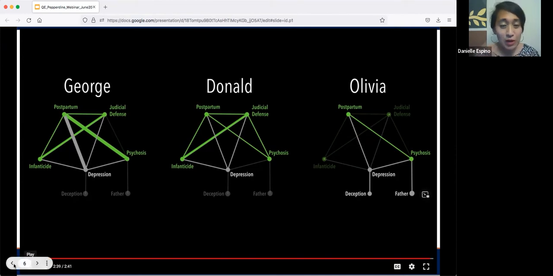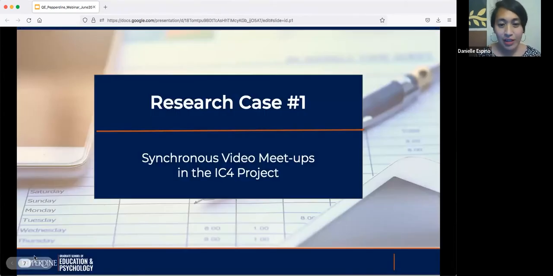Okay, so now we're going to start to dive into case studies or examples of how we've been using ENA in our data. We have three specific examples, 3 different studies, 3 different papers that we've written. The first one is based on a project that we've been working on for the last 6 years, the IC4 project. And specifically, we're going to be looking at video meetups.